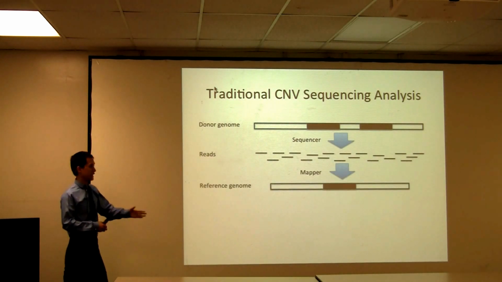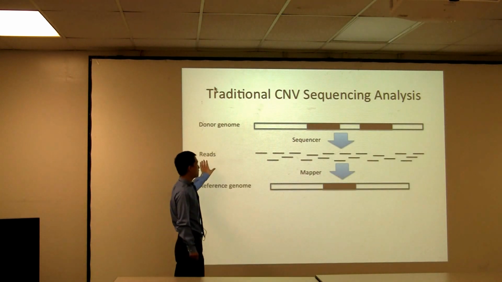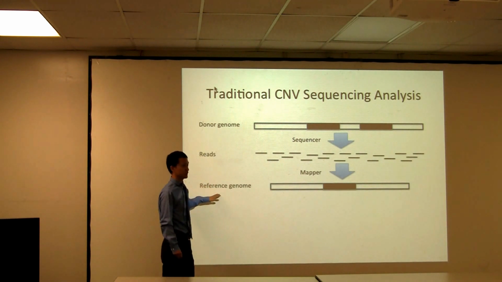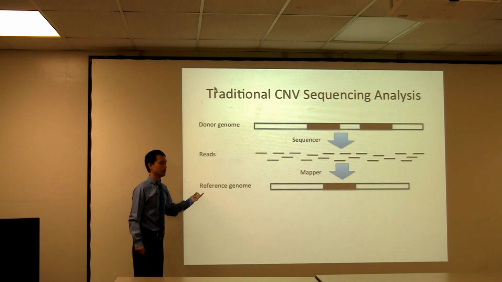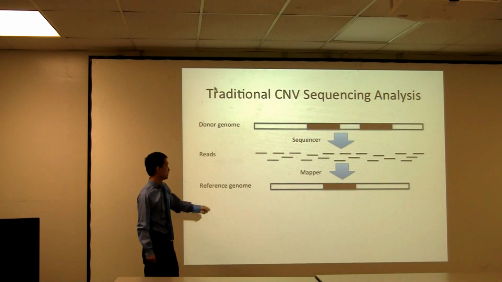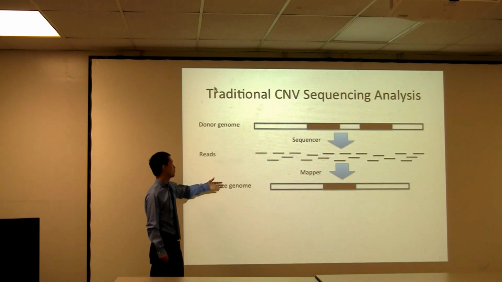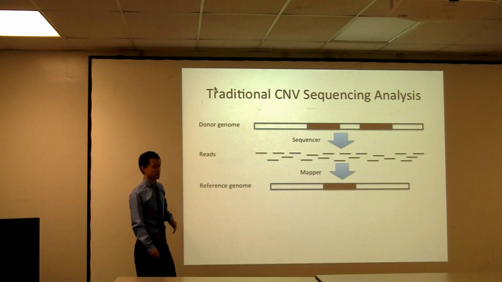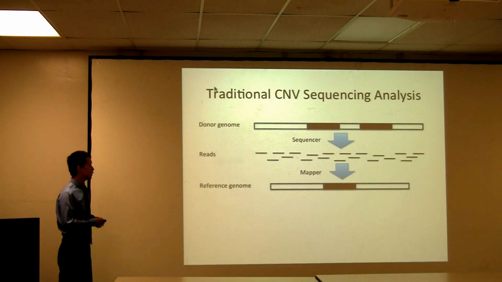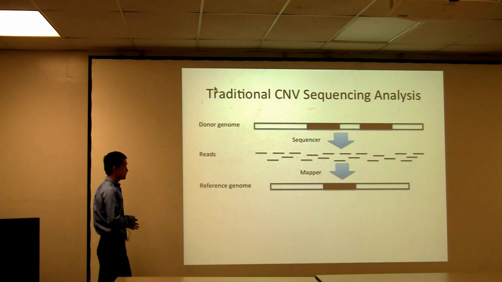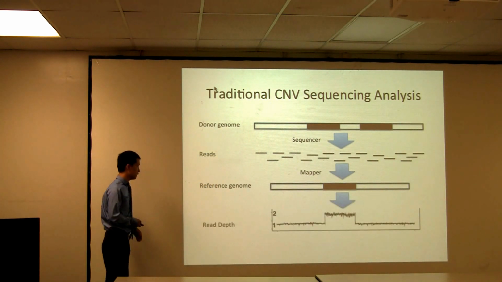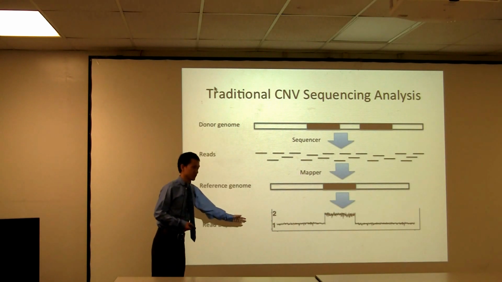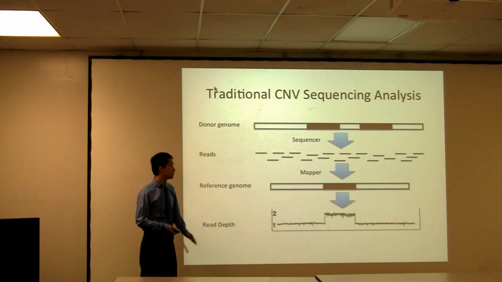Then, in the next step, we can map the reads to a reference genome, which is already known. The reference genome is shared by human beings. We use an algorithm called a mapper to map the reads to the reference genome. Then we can compute how many reads are mapped to each position in the reference genome. The number of reads on each position is called the read depth.